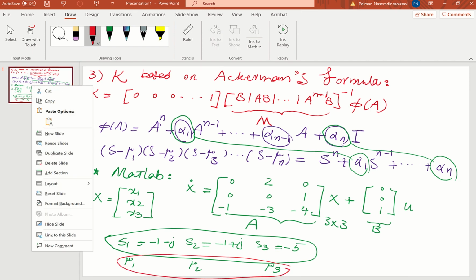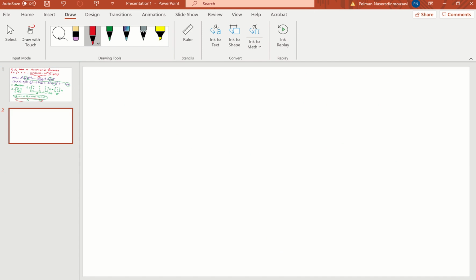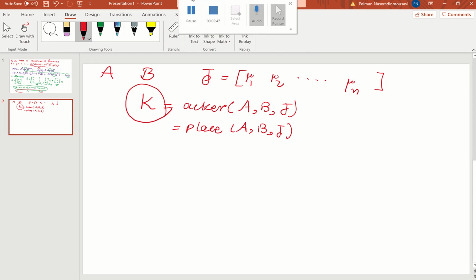So in MATLAB, we have a command using the Ackermann formula that I taught you in theory. Now you know the theory of the Ackermann formula to calculate the gain matrix. It says you provide to me the A matrix, B matrix and J. J is the set of your desirable poles or eigenvalues mu1, mu2, up to mu n. Provide this to me. So using this formula in MATLAB, K is acker of A, B, and J, or place. You can get the gain after graduation very easily. Let us do that by example.